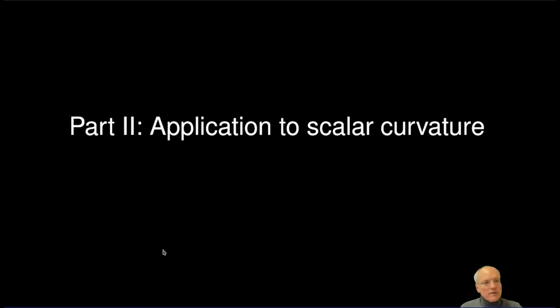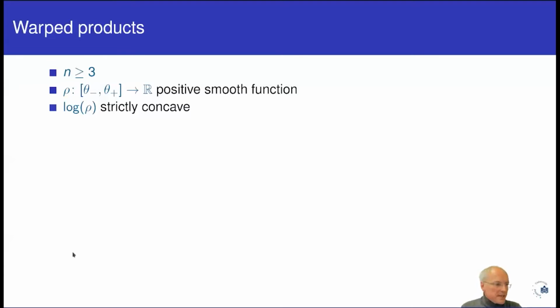I want to describe a rigidity result for certain warped product metrics. So what's the setup? I fix a dimension, which should at least be 3. I fix a function, a warping function, which is a positive smooth function defined on some interval. And I assume that this function is strictly logarithmically concave. So the second derivative of the logarithm has to be negative.